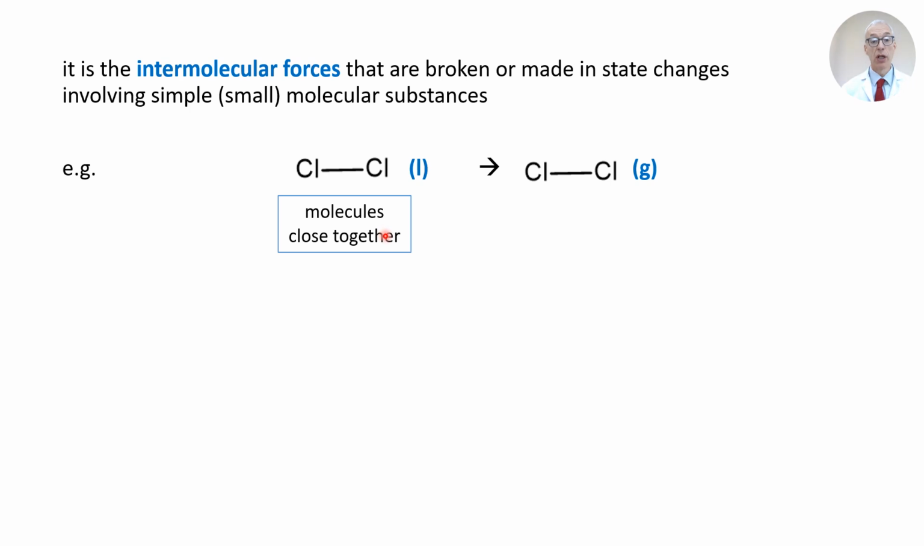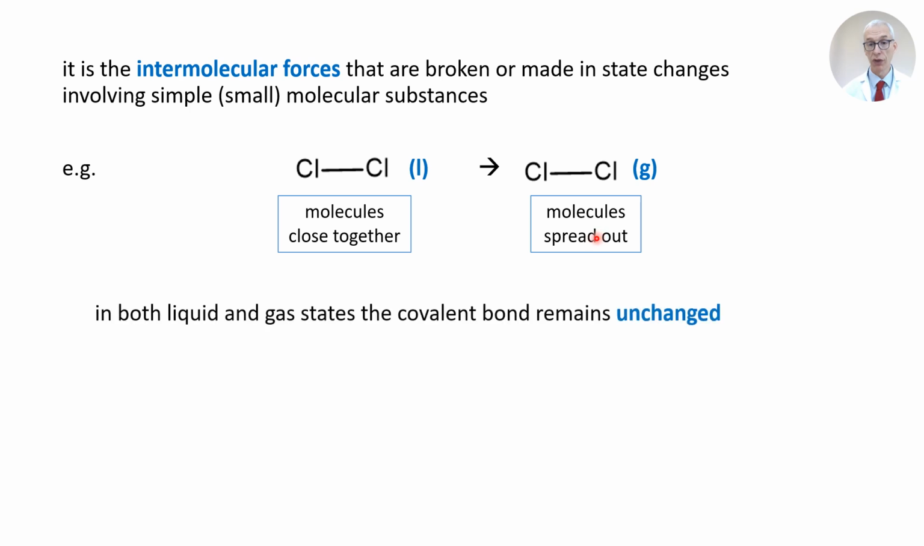In the liquid, the molecules are close together. In the gas, the molecules are spread out. But if we look at the displayed diagram in the liquid, we'll see we've got a covalent bond between two chlorine atoms, and in the gaseous state, a covalent bond between the two chlorine atoms. The covalent bonding is unchanged by a state change. We're simply changing the arrangement or distances apart of the molecules.